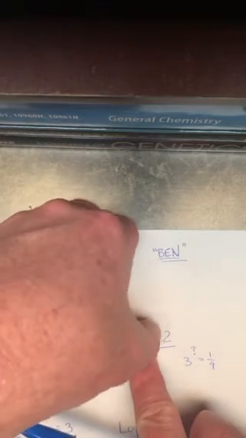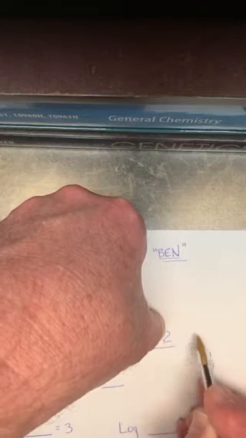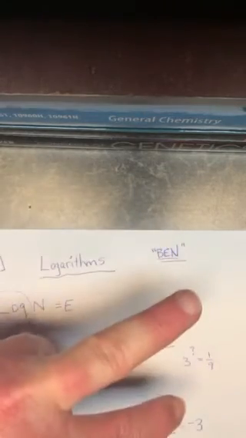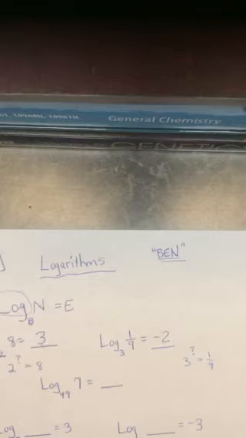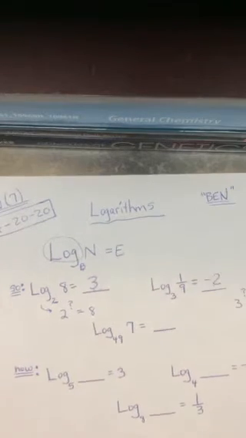Because, guys, pretend the negative's not there. 3 squared gives me what? 9. But because it's a negative exponent, I flip that answer over and get 1/9. Okay, so careful. And finally, this one here, a little bit tricky.